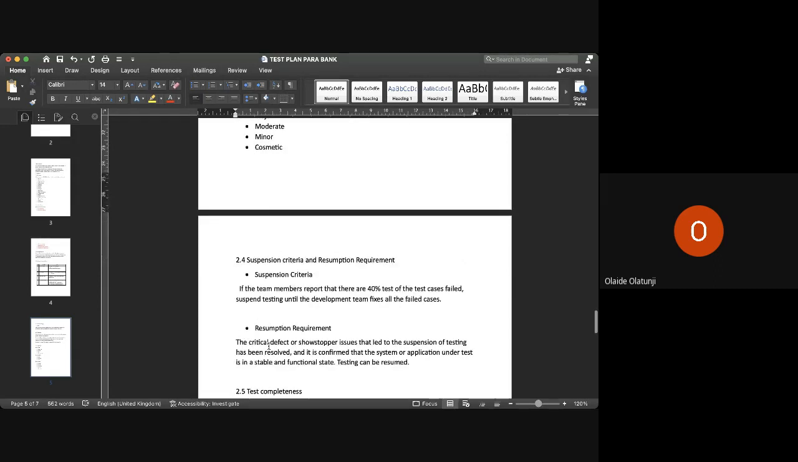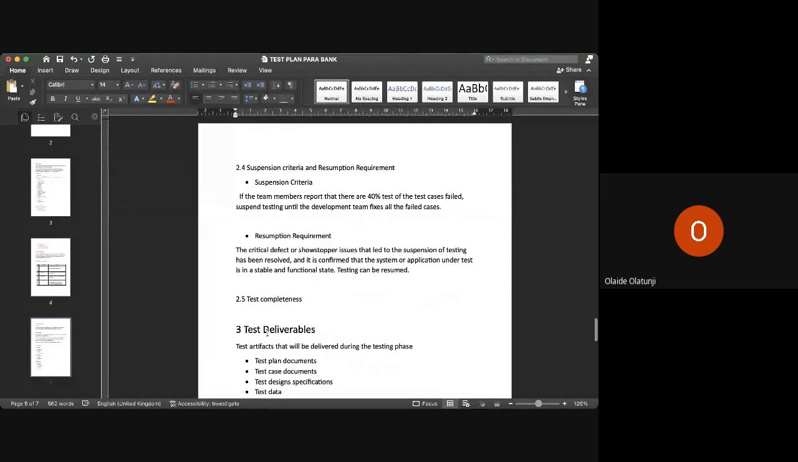Suspension criteria. The failure rate will be 40%. Yes, correct. Resumption requirement. Critical defects or showstopper issues that led to the suspension of the testing have been resolved. Yes, and it is confirmed that the system or application under test is in a stable and functional state. Exactly, testing can be resumed.